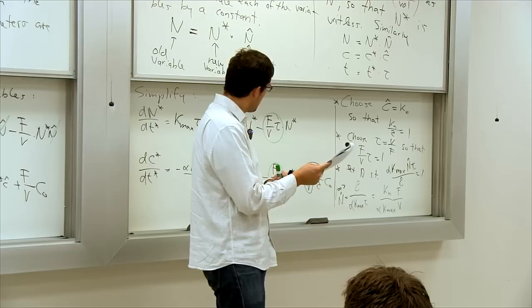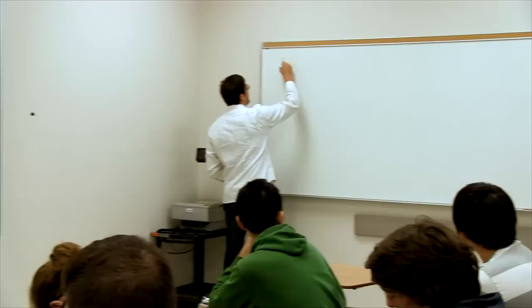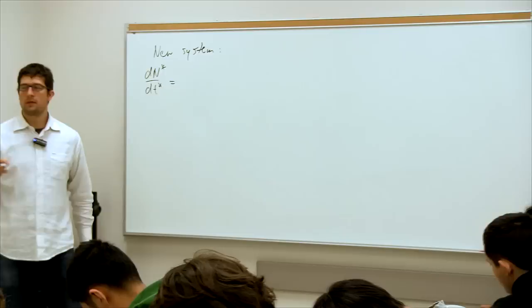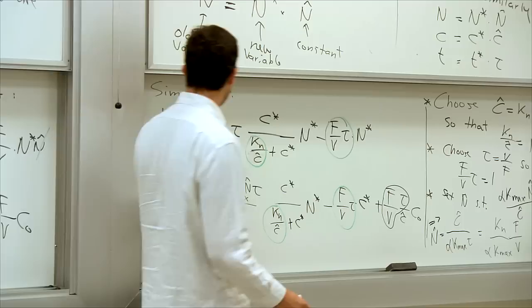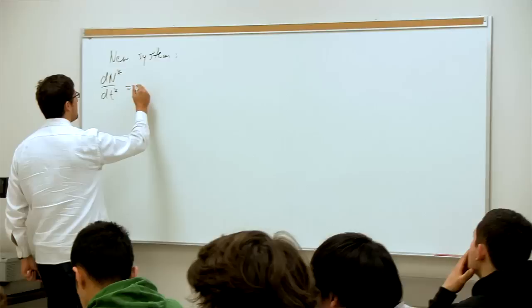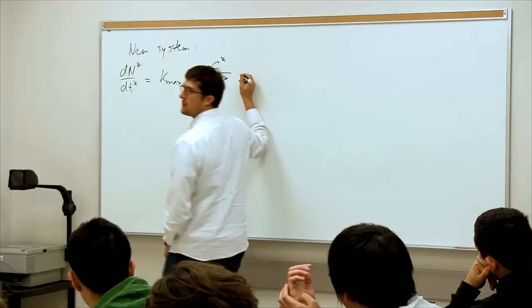All right. Good. So, shall we rewrite this then? So the new system is now dn star dt star is equal to... well, you know what, let's not. Don't write this yet, I guess, is what I'm saying. So write this as k max tau c star divided by 1 plus c star times n star minus 1 times n star.